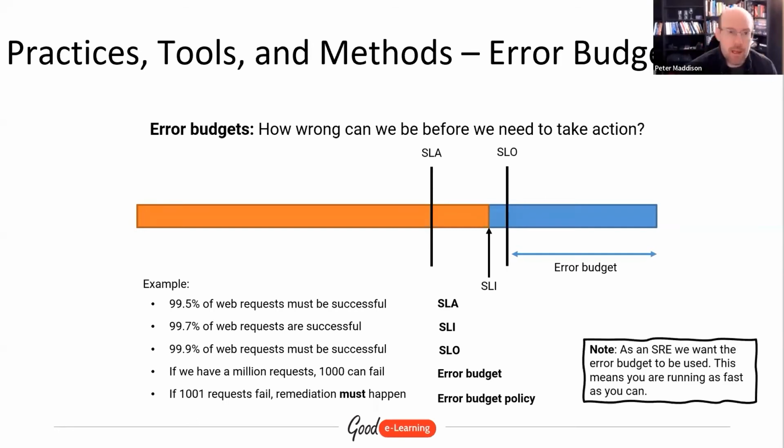So another core concept here that we use from an SRE perspective is we want the error budget to be used.